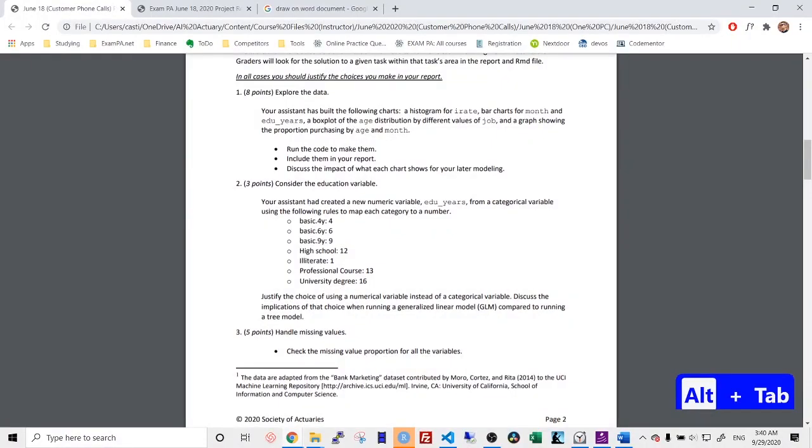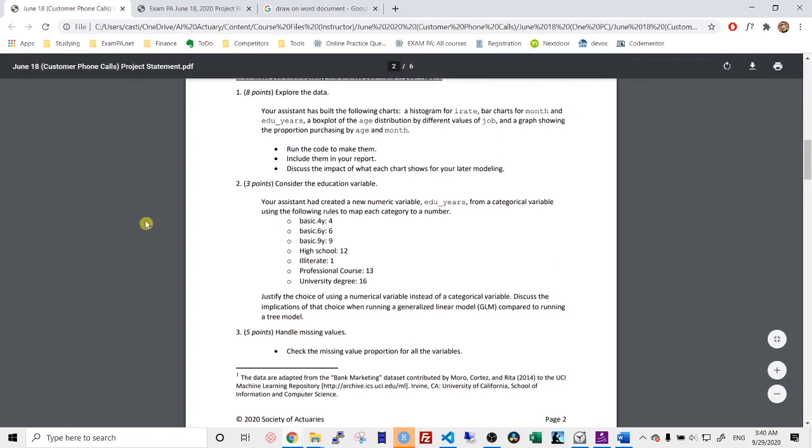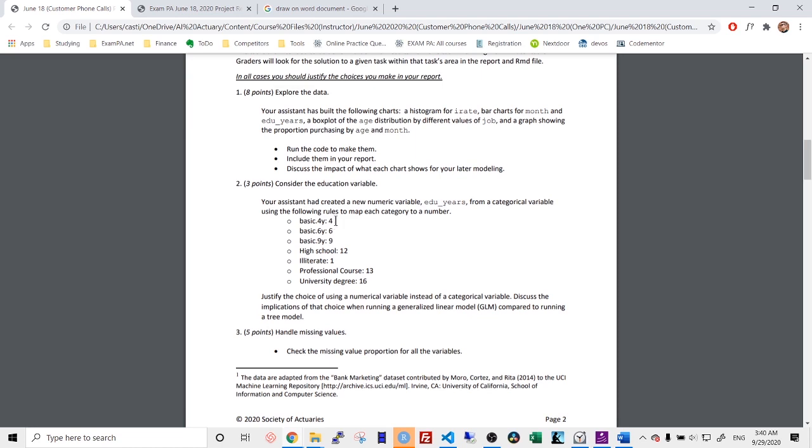Your assistant has created a new numeric variable, EDU years, from a categorical variable, using the following rules to map each category to a number. Basic 4-year goes to 4, basic 6-year goes to 6, and so forth. So this is basically a number that goes from 4 up to 16. Justify your choice of using a numeric variable instead of a categorical variable. Discuss the implications of that choice when running a generalized linear model compared to running a tree model.